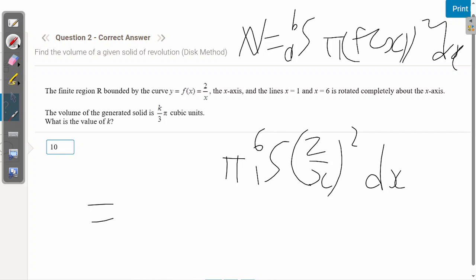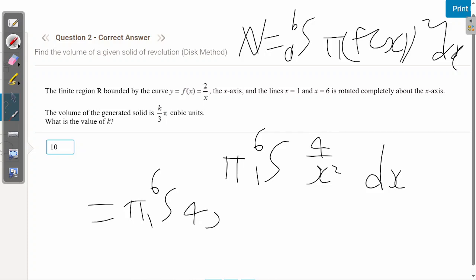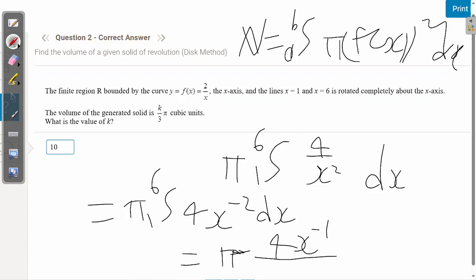So it's going to be pi. First of all, this is going to simplify to 4 over x squared. So then it's the integral from 1 to 6 of 4x to the power of negative 2 dx. Now you just use the power rule. So 4x to the power negative 1, you add 1 over negative 1, the power you got, from 6 to 1.